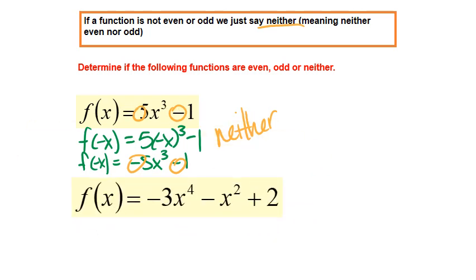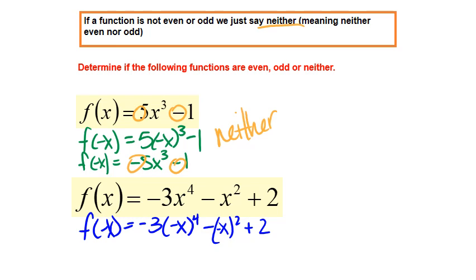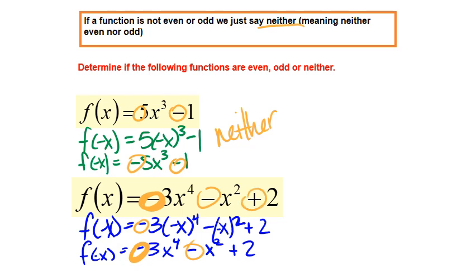Take a look at another example. In this case, make sure you use parentheses so you know how to utilize those exponents. So I have an even degree, an even exponent, so that makes it a positive x. Here I have an even exponent, so that's going to remain a positive x squared, and then I've got a plus 2. So in this case, if I look back at the original, I'm visual, so that's why I'm circling these. Same sign, same sign, same sign. If it's the same, it's even.